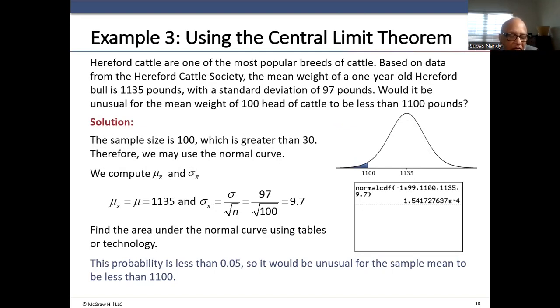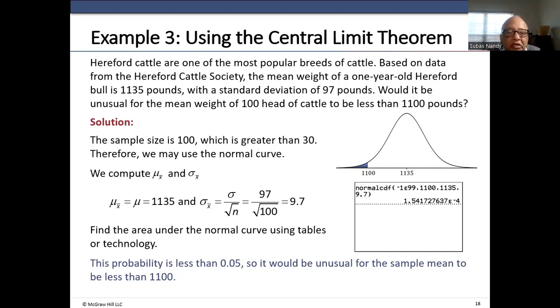So second vars, normalcdf. Lower is minus 1E99. I'm starting from a very large negative number on the left, minus 1E99. Upper, I'm stopping at 1100. My mean is the mean of the population, which is 1135.